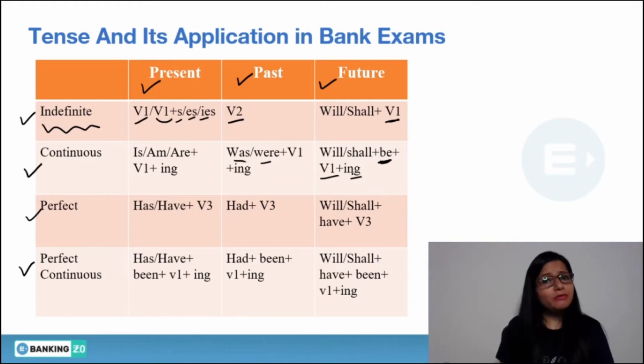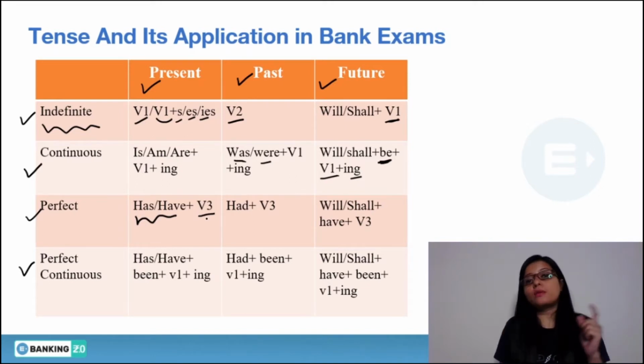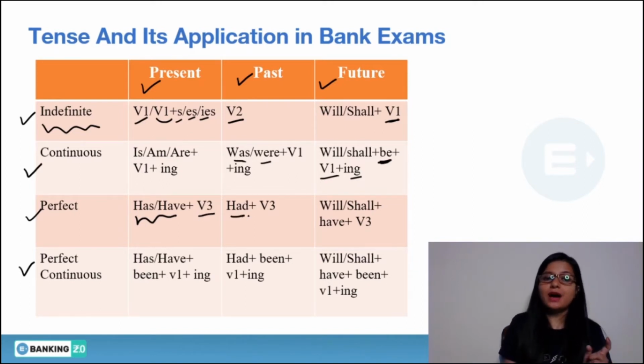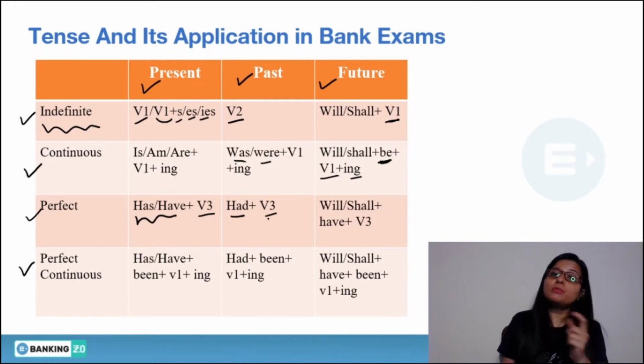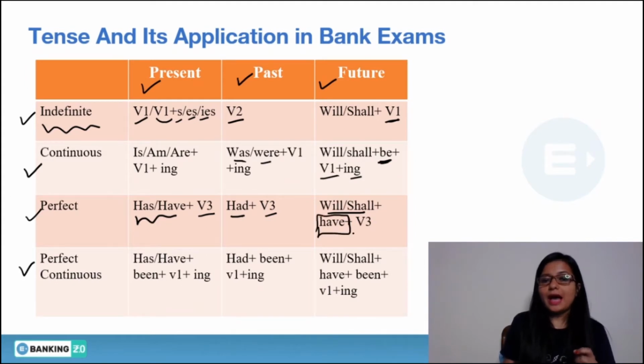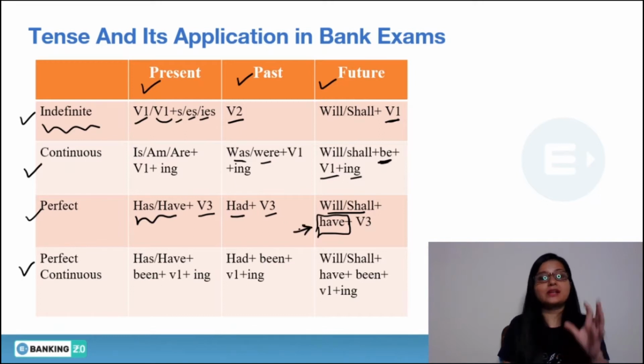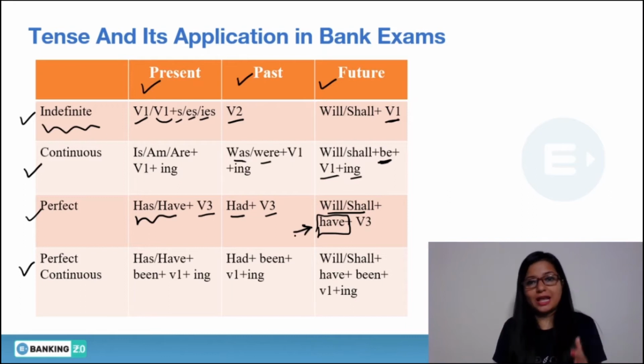But what about perfect tense? If you talk about present perfect tense, you will have has or have according to your subject and then the third form of the verb. If you talk about past perfect tense, you will have had and the third form of the verb. But if you talk about future perfect tense, you will have will or shall with have, and the third form of the verb. Do not forget to put have here. This is compulsory. This is mandatory.